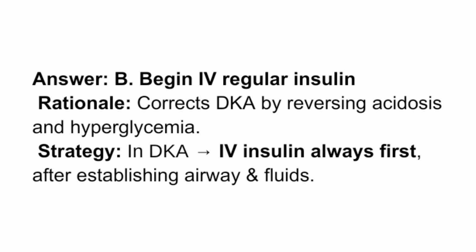Answer: B. Begin IV regular insulin. Rationale: corrects DKA by reversing acidosis and hyperglycemia. Strategy: in DKA, IV insulin always first, after establishing airway and fluids.